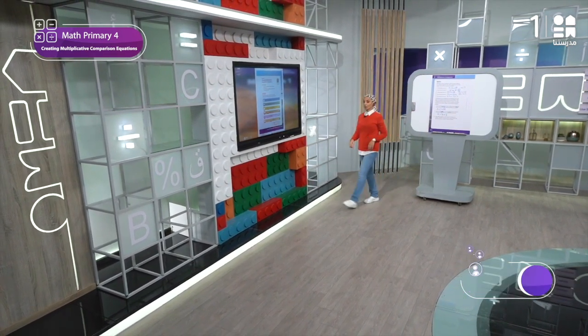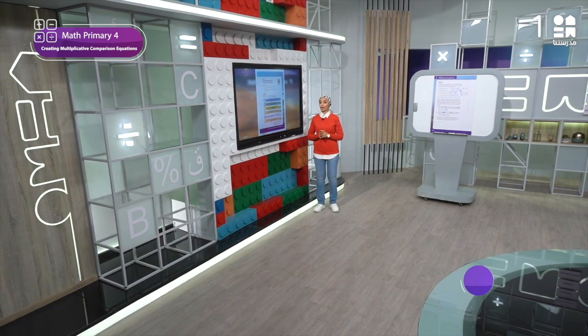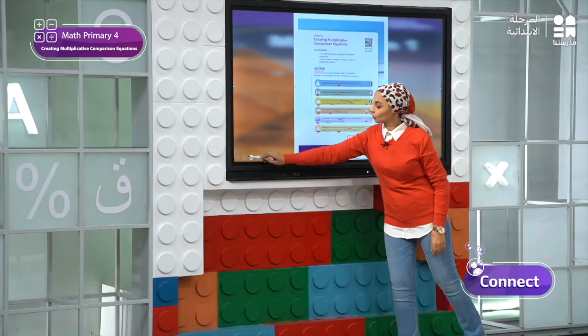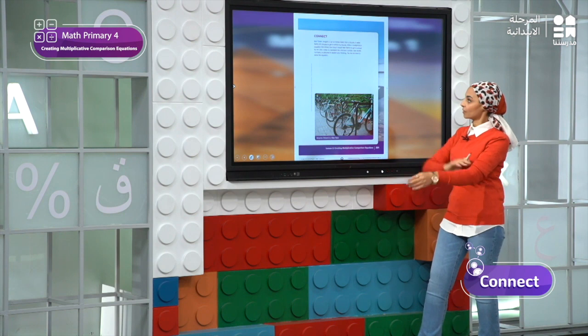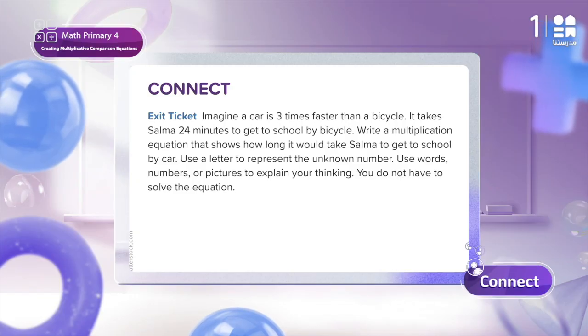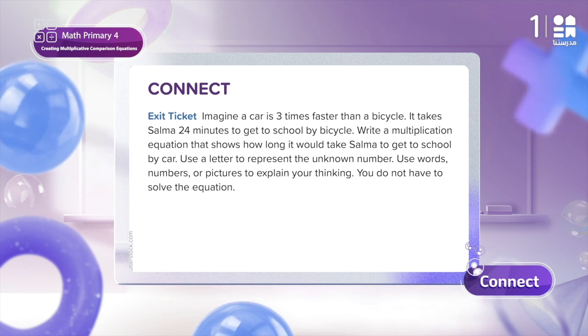Okay. And now it's your turn to apply everything we have learned in the activity exit ticket under Connect in your book, page 121. As you see here, this is the Connect part. Here I will give you some time to read the problem and write the equation that expresses it. Keep in mind that we don't need to answer the problem. We never need to solve our problem or find the unknown value. The most important thing is just to write the equation correctly.